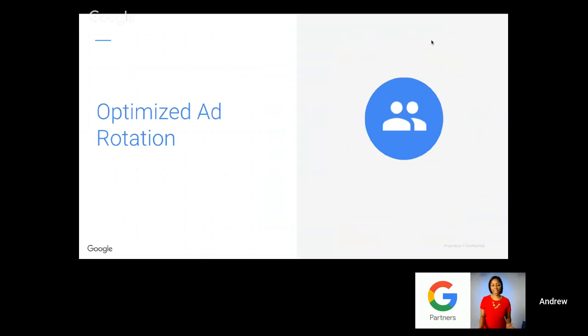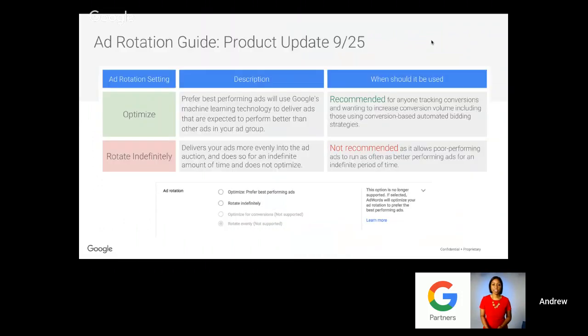And lastly, our final component of creative excellence is optimized ad rotation. Now, our ad rotation settings can be found within your campaign settings, but as of September 25th, we have an update to what you will see there. Whereas you previously had 4 optimization settings, we've now simplified those to just 2.